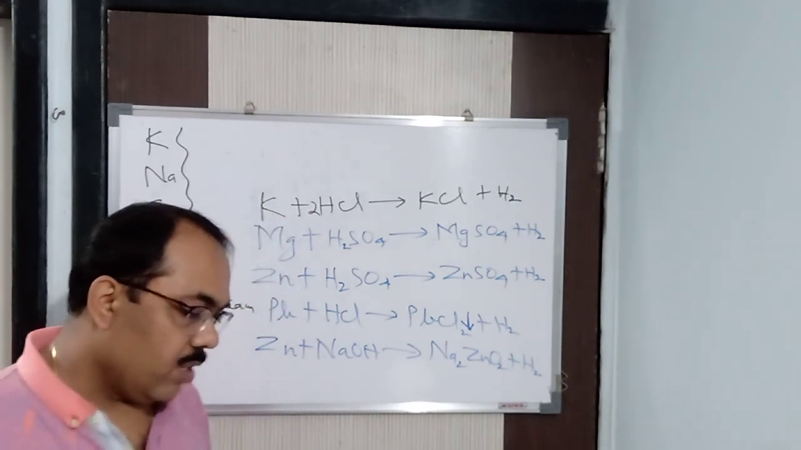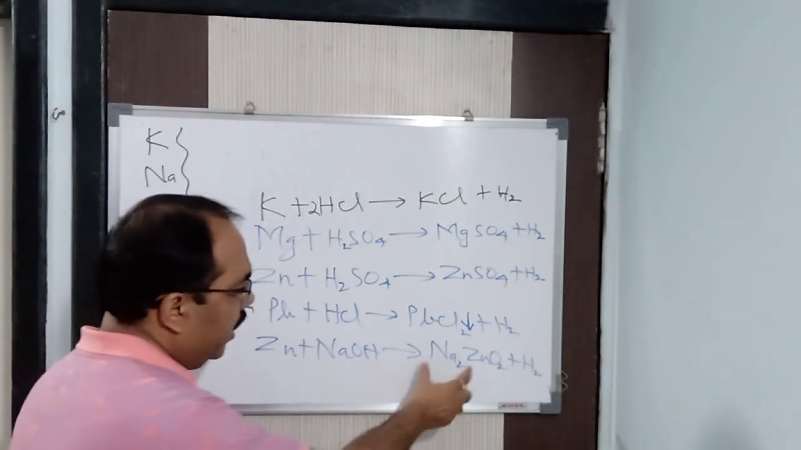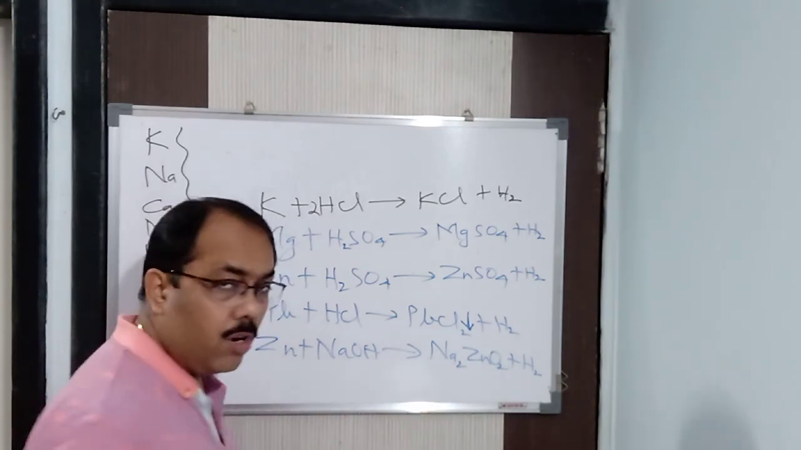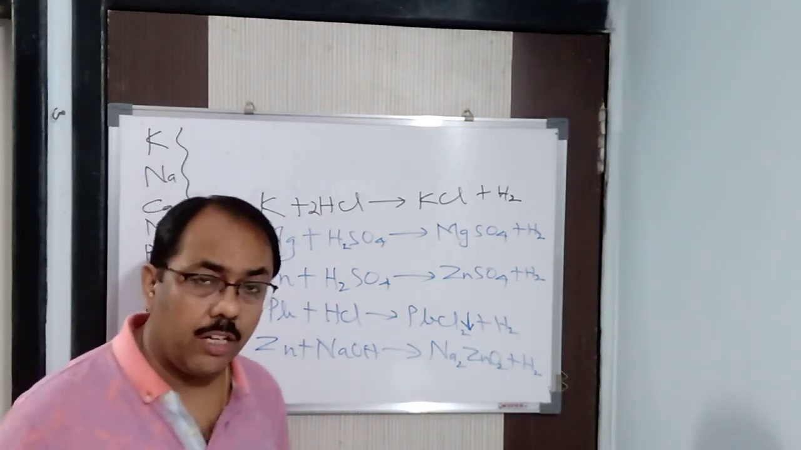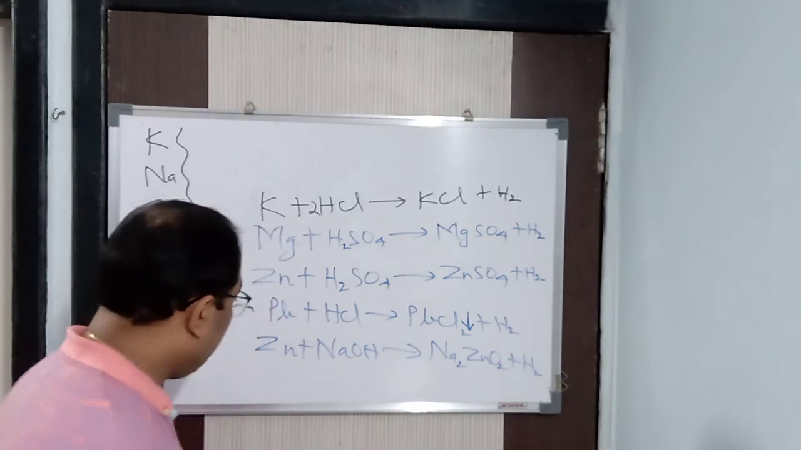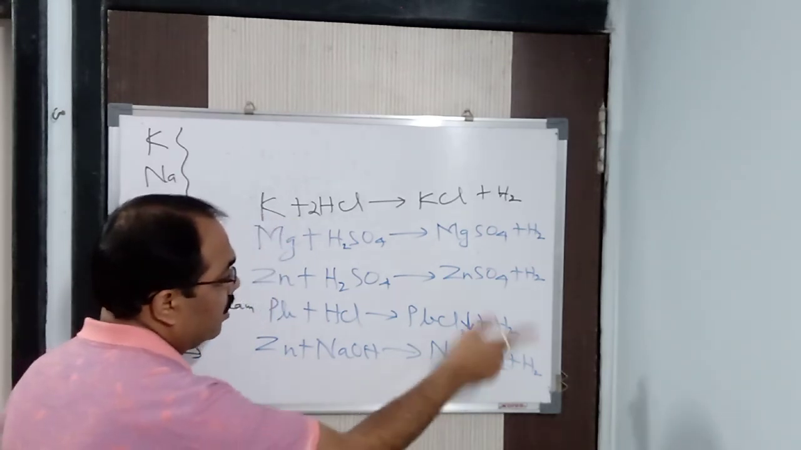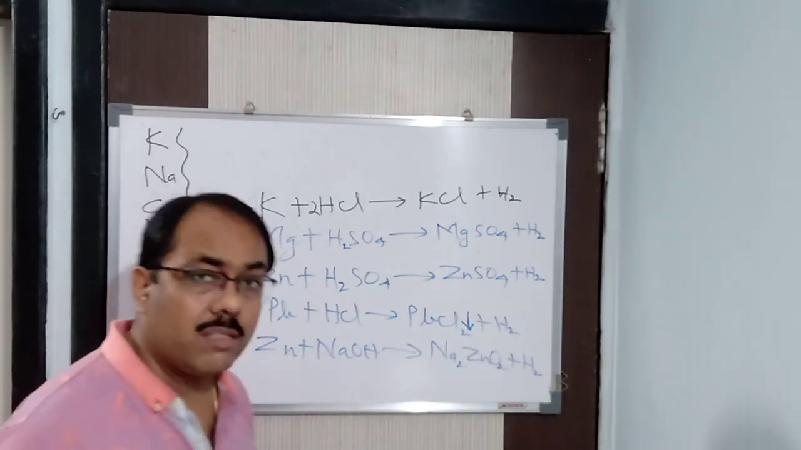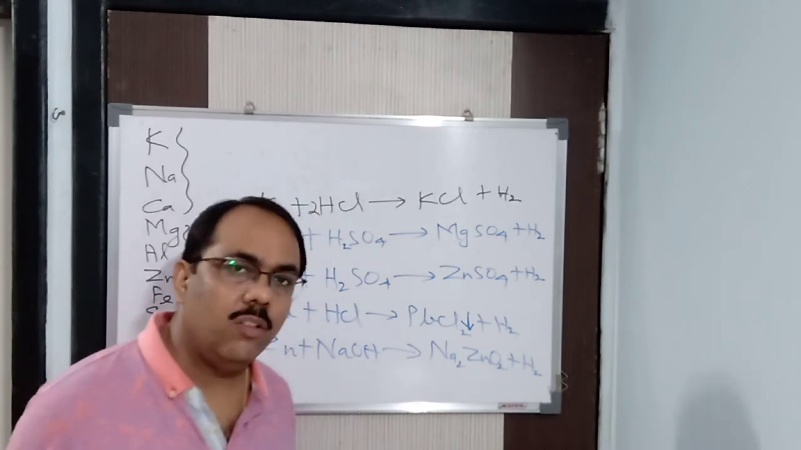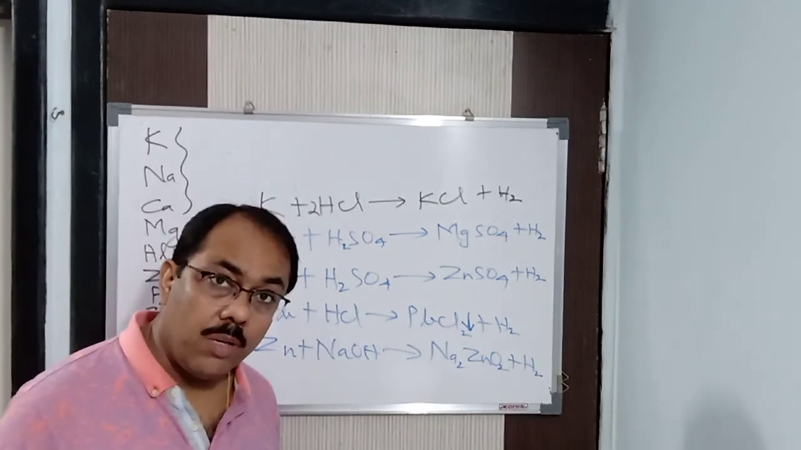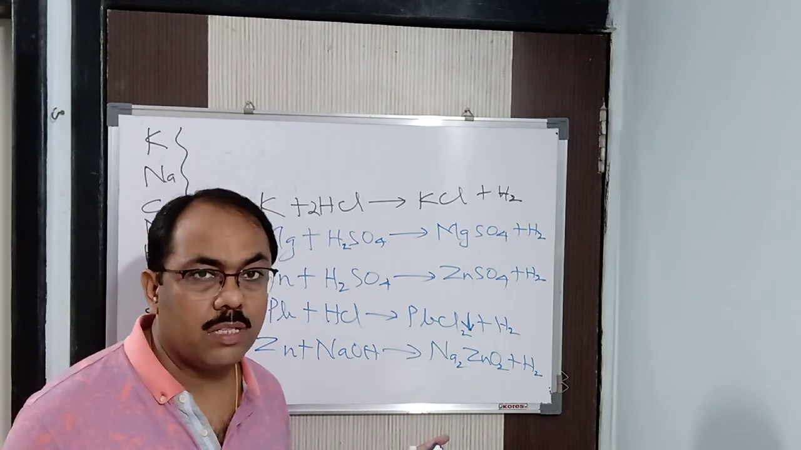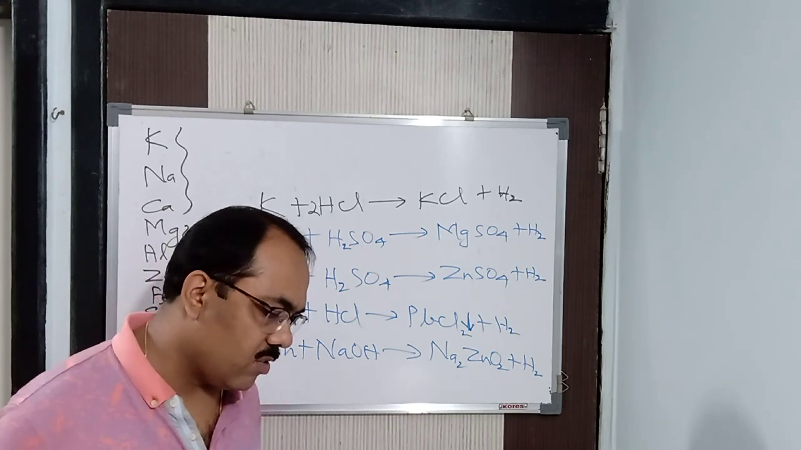Moreover, the aluminates, zincate, or stannate which are formed, suppose if you react with tin, it will form stannate. Like Sn plus NaOH will give you Na2SnO2 plus hydrogen. Stannate, zincate, aluminate, they are soluble in water. They do not form an insoluble substance. So readily hydrogen gas is evolved.